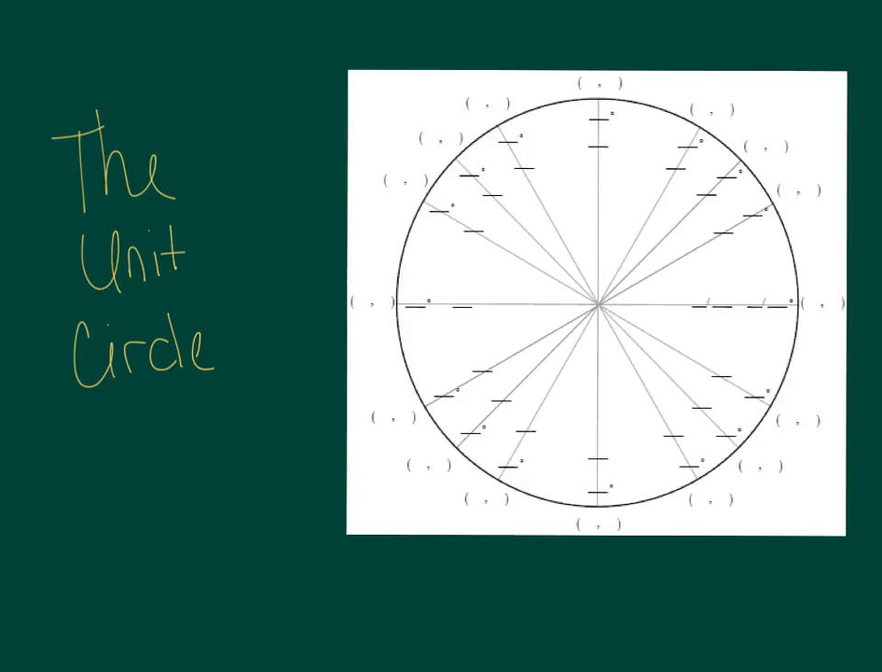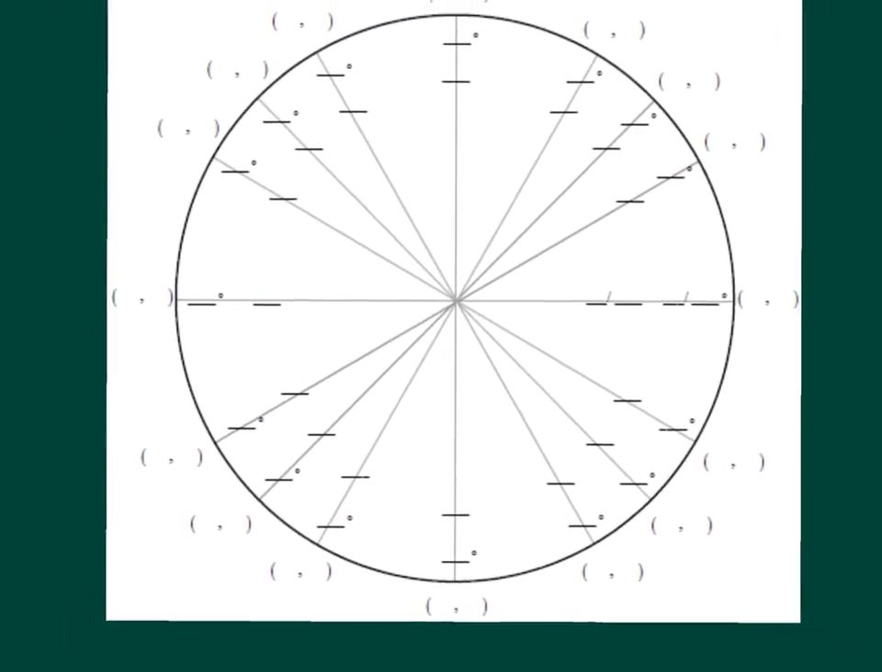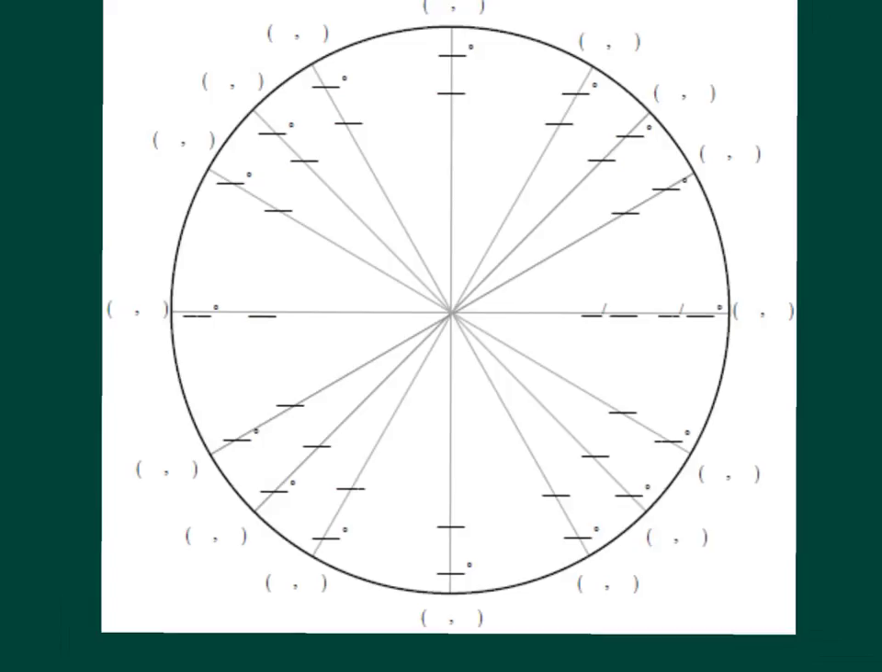Hey everyone, so I'm going to do a video on the unit circle to show you where all the points come on the unit circle. So again, this is on an XY coordinate plane. So that means that there is a distinct point on every piece of this circle.